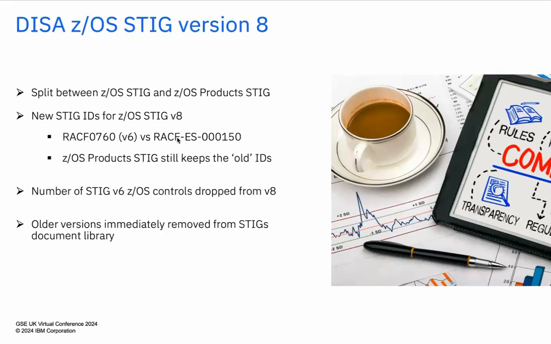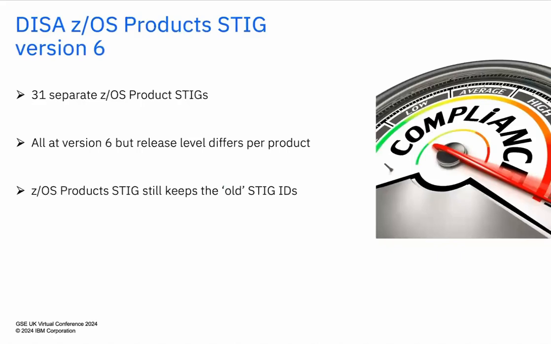So STIG IDs, this is what I'm referring to. This is how it will look in version 8, and I also showed it to you in the viewer. This is the STIG ID, the identifier of the check that was in the STIG. Some controls were outdated, so they removed them. As I said before, older versions DISA does not consider enforcing anymore, so they remove them from their document library. These are about the product STIGs, 31 separate products. Now with the zSecure STIG we have 32. And they kept version 6, but the release level differs per product.